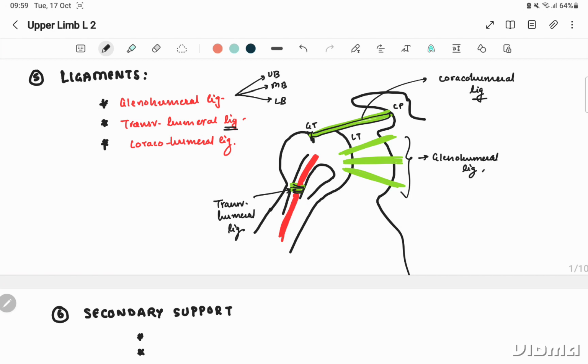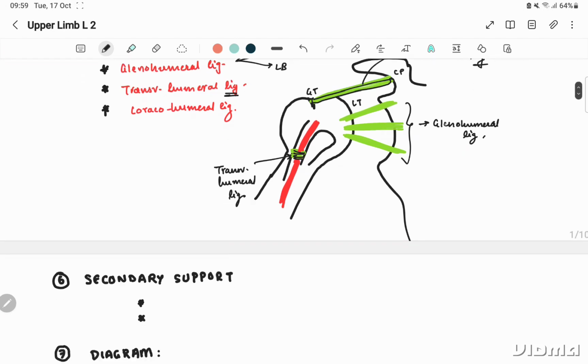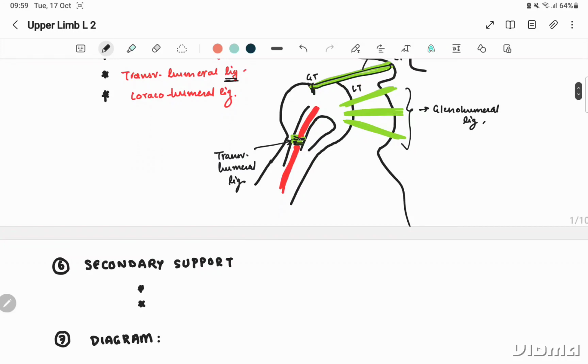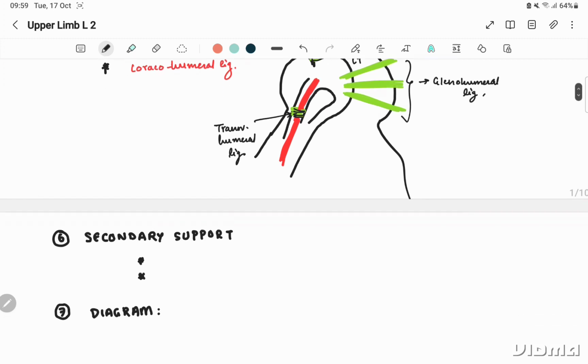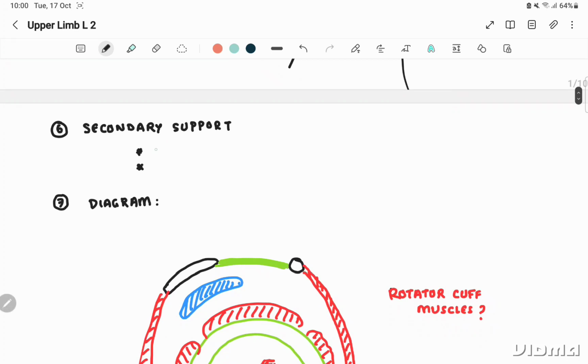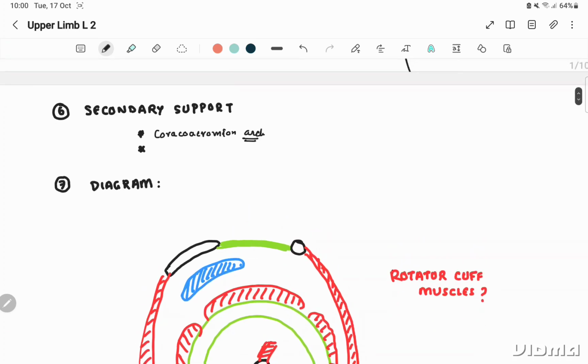ligament. The glenohumeral ligament extends from the glenoid cavity to the lesser tubercle, and the coracohumeral ligament extends from the coracoid process to the greater tubercle. Transverse humeral ligament extends between the tubercles in the bicipital groove. Okay. Then we have some secondary supports to the shoulder joint. We have two secondary supports. One is called as coracoacromion arch. We'll see the coracoacromion arch in a while.